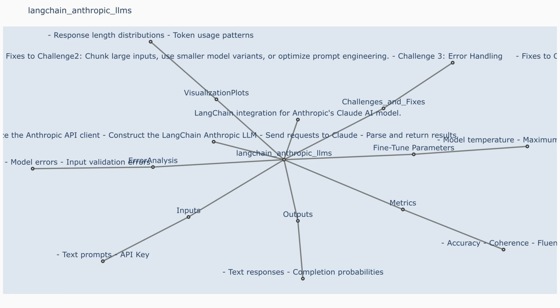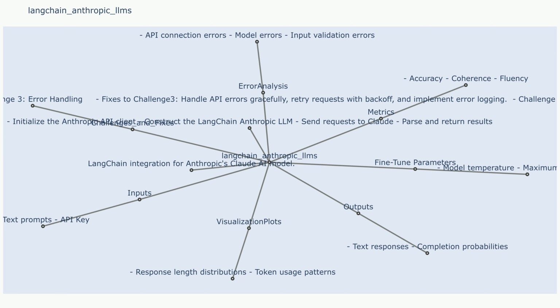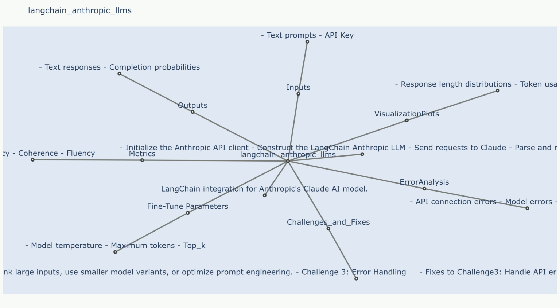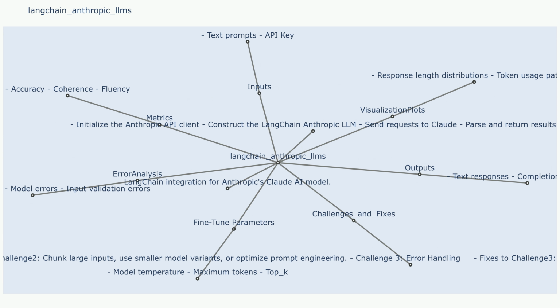LangChain Anthropic LLM. Description: the LangChain Anthropic LLM integration allows you to interact with Anthropic's Claude LLM models within your LangChain applications. This integration provides a seamless way to leverage Claude's capabilities for tasks like text generation, summarization, translation, question answering, and more. Inputs. Model name: the name of the Anthropic Claude model you want to use. Anthropic offers various models with different capabilities and pricing.